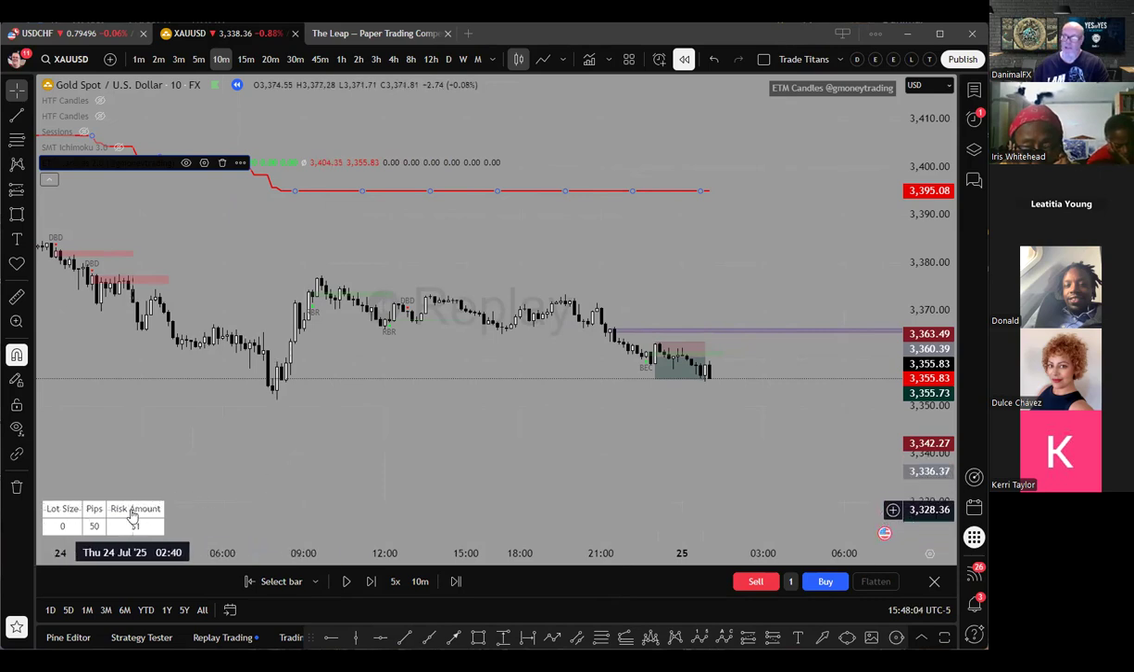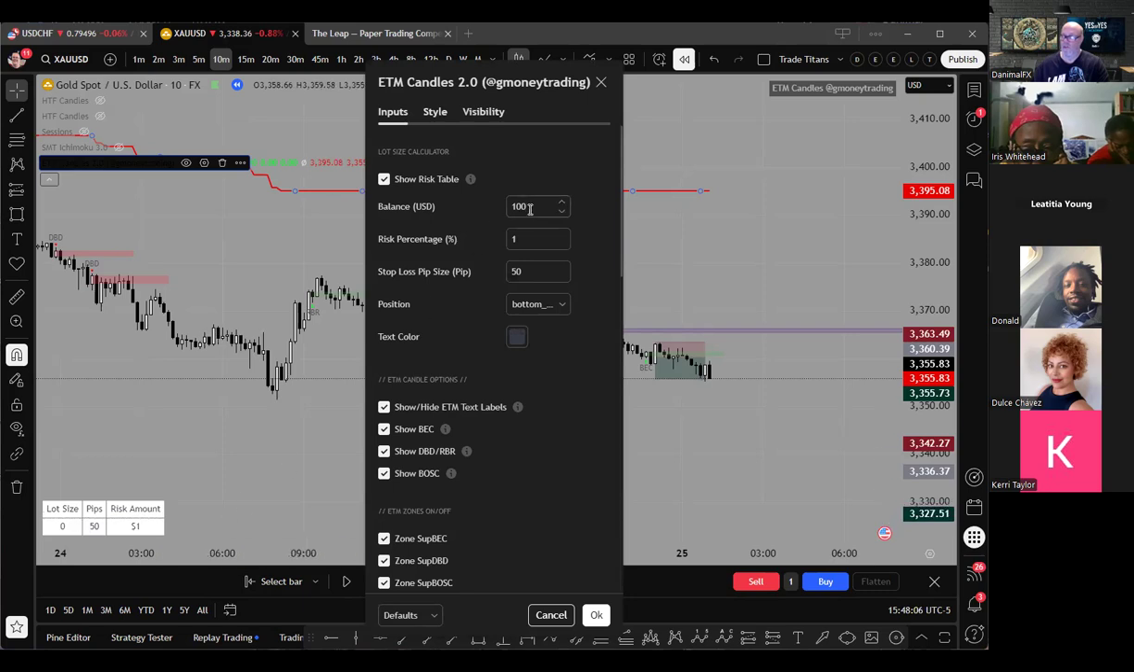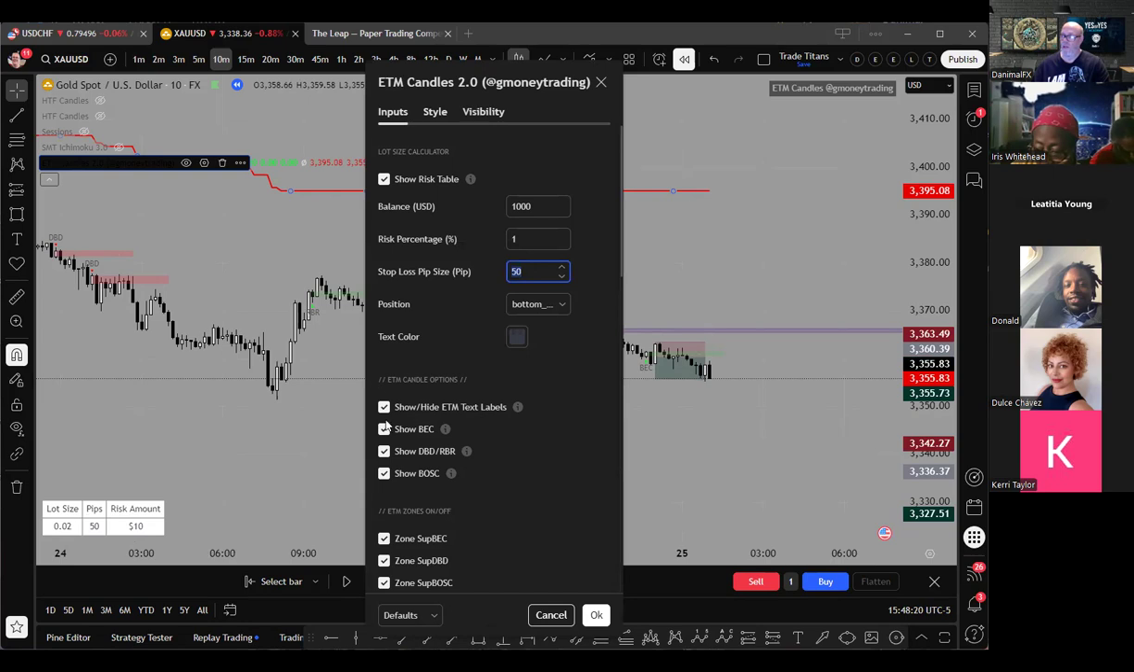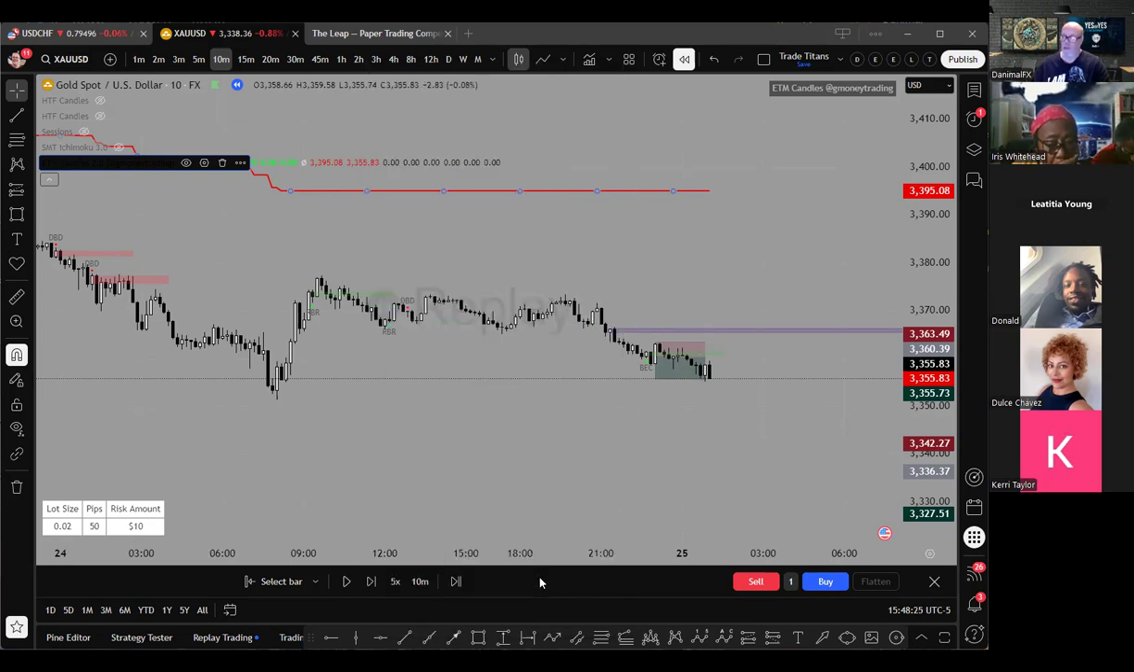So if we change that now, say we make that $1,000, 50 pips. See, it's got a 0.02. That's why I recommend, we're talking 50 pips. The more pips you risk, the more money you're risking. So with 100 pips, you're still risking the 1%, but you're only risking $10, even on 100 pips. So that's the beauty. You're risking only a percentage of your total account.